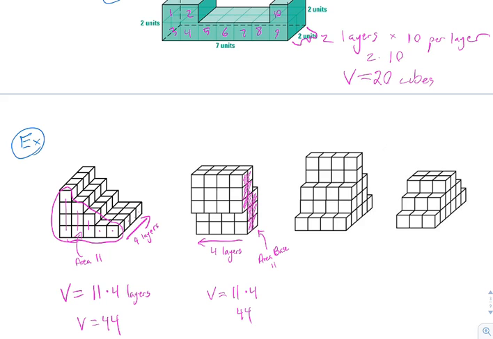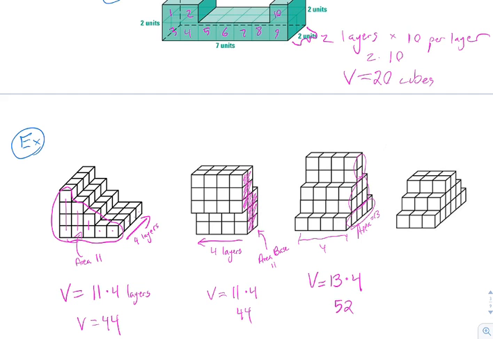Okay. So next one, same thing. We'd say there's, counting is hard. 1, 2, 3, 4, 5, and 6 is 11. And 2 more. So that's an area of 13. And then we have 4 layers. And so the volume would be that 13 cubes on one side times 4 identical layers, or volume of 52.